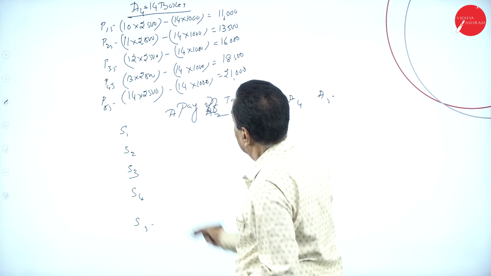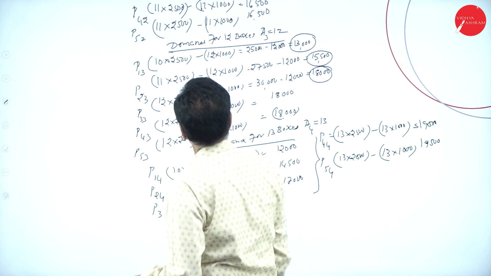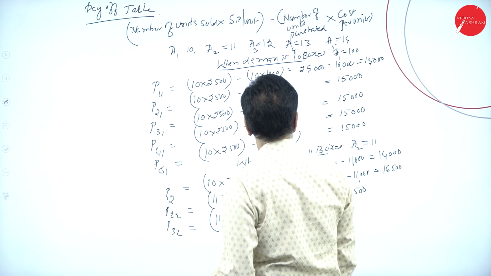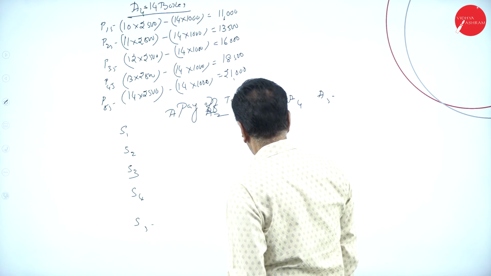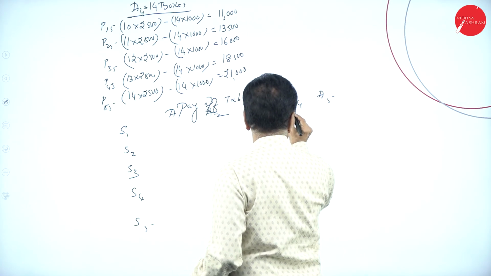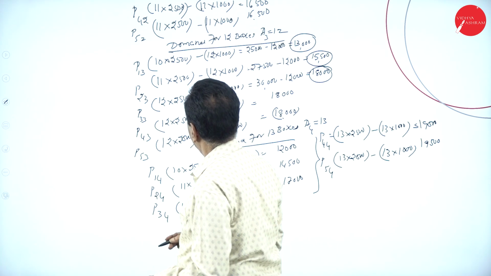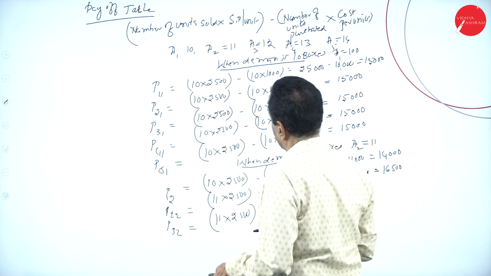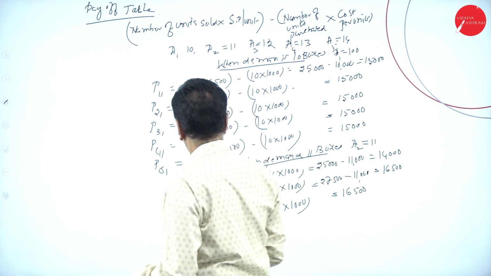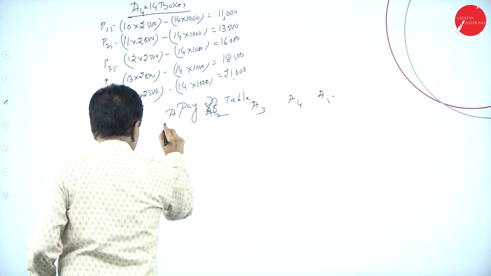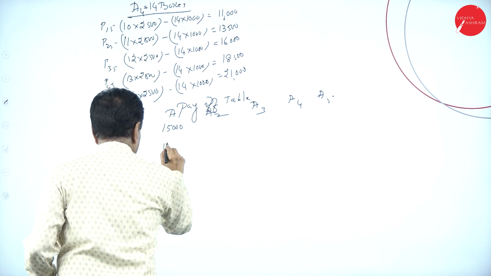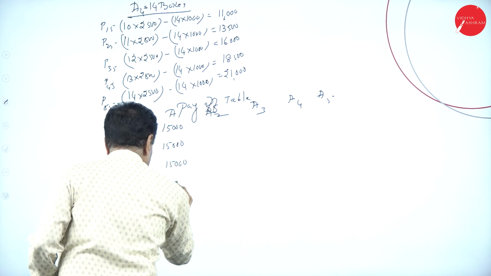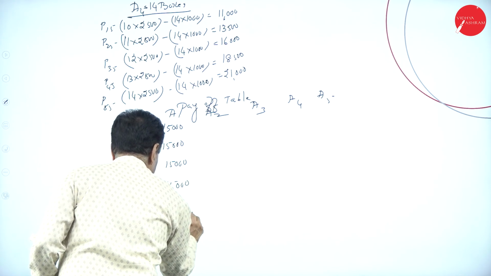See that demand? 14 boxes, A5 is 14. So A1 is for 10, 11, 12, 13, 14 boxes. First answer, A1: when the demand is 10 boxes, all 15 will come. So A1 is 15,000 in every state. This is the answer for A1.